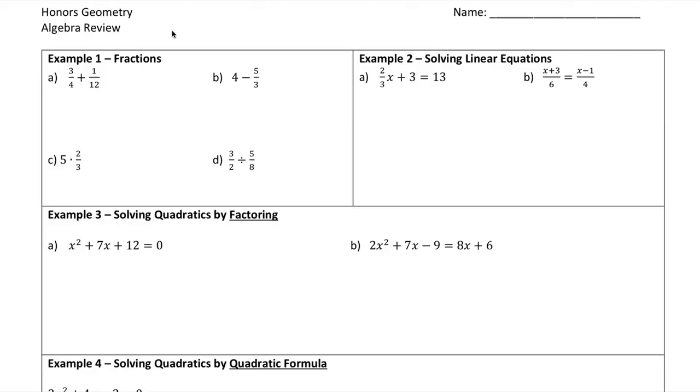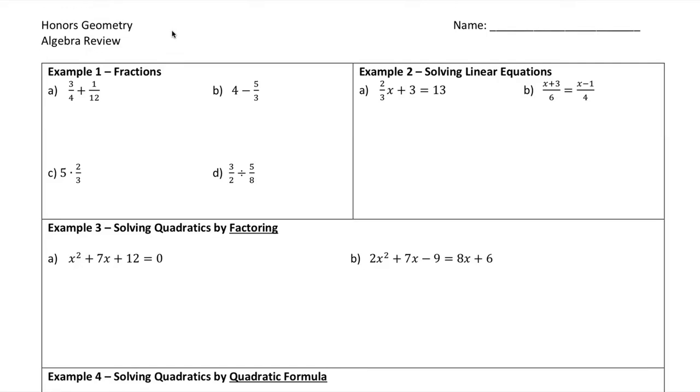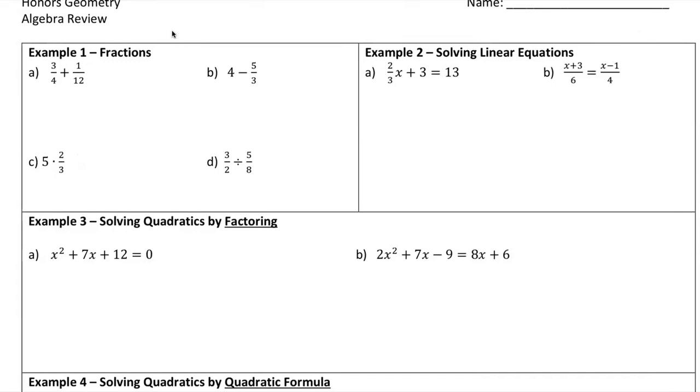Okay, so we're going to look at some algebra review that's going to be helpful for all of geometry as a whole, because there's going to be lots of different algebraic equations that we're going to solve as part of it. So let's just start with some basic fractions. As a reminder, if we're going to add or subtract fractions like in A or B, we need to have common denominators. So for 3 over 4, for example, I can multiply this by 3 and 3. So that becomes 9 over 12 plus 1 over 12, which is 10 over 12.